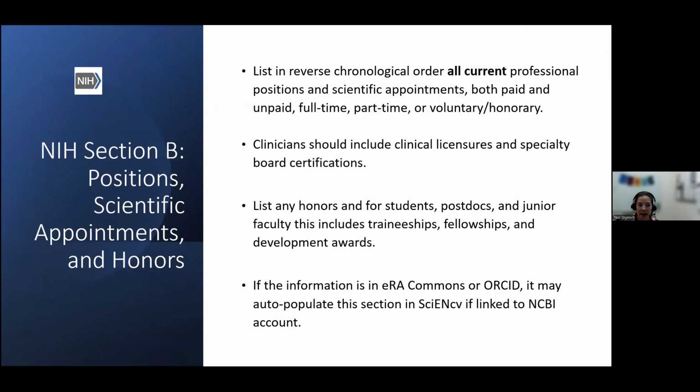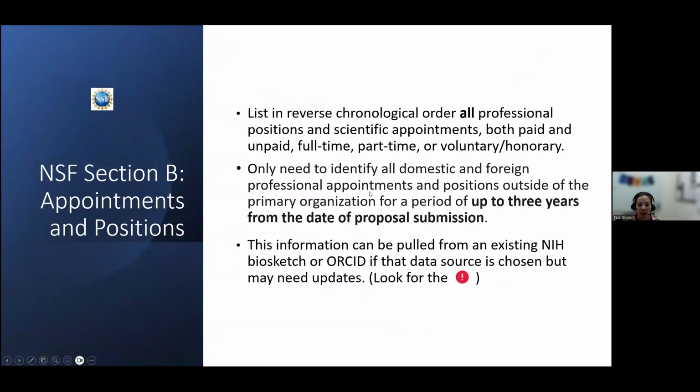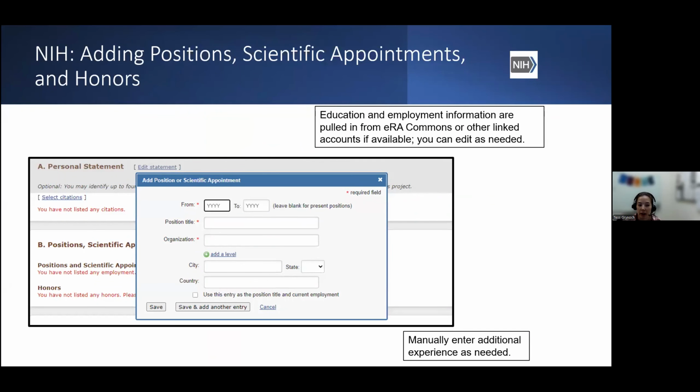Now, for NIH Section B, positions and honors, appointments and honors, you're going to want to list all current professional positions and scientific appointments, both paid and unpaid, full-time, part-time, or voluntary honorary, and list any honors. And that could mean scholarships, fellowships, awards, things like this. Did you get inducted into an honor society during your undergrad? That would count here. And this is another section where information can be pulled from ERA Commons or manually added.